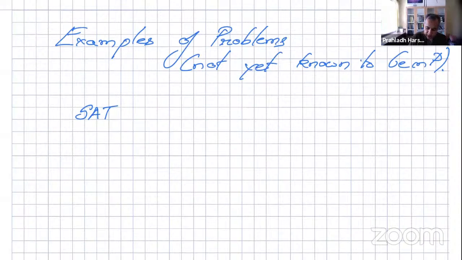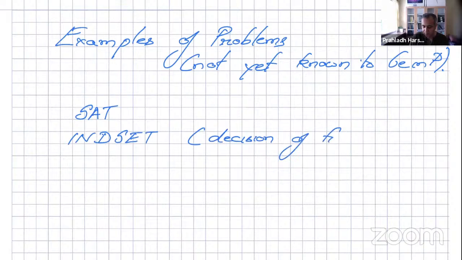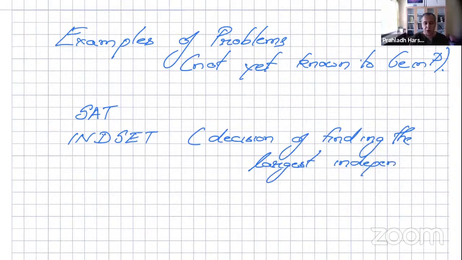Another problem is what we'll call the independent set problem. This is the language version of it, the decision version of finding the largest independent set in a given graph. What is an independent set? An independent set is a set of vertices such that there are no edges between any two vertices in that set.